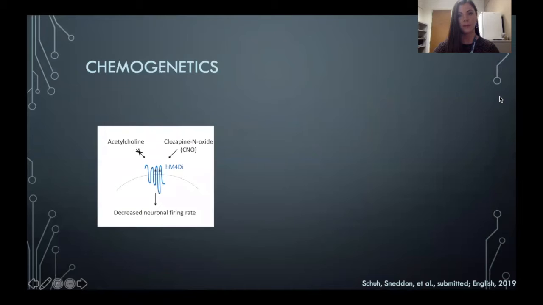What we did to manipulate these regions was a chemogenetics approach, specifically DREADDs. So we injected a viral vector into the MOFC or the LOFC. Then the hM4Di receptor was expressed on neurons, and only our designer drug, clozapine N-oxide or CNO, would bind to that modified receptor and therefore decrease neuronal firing.